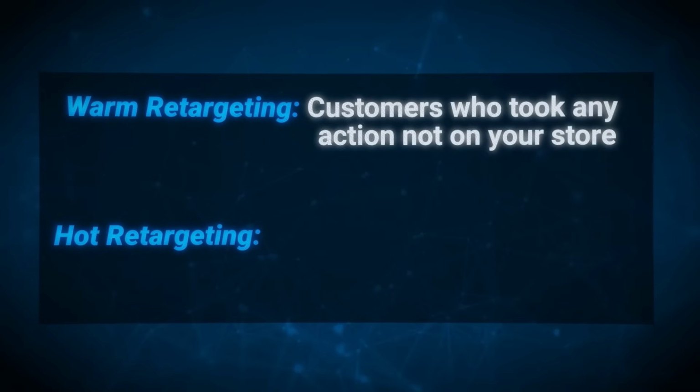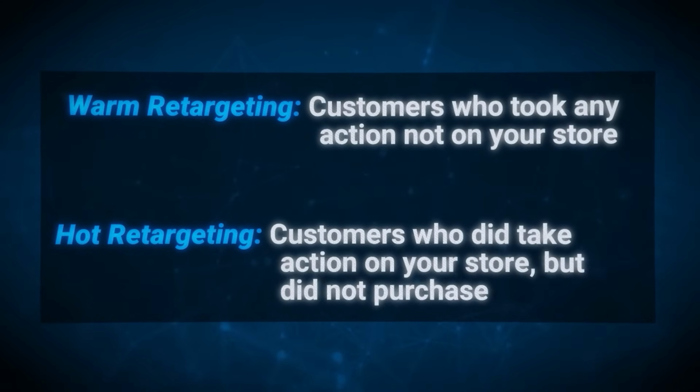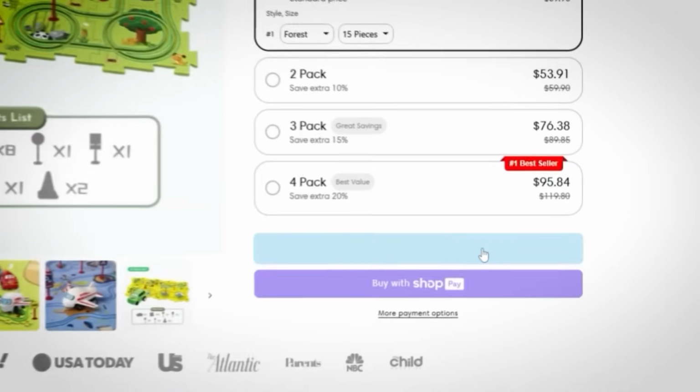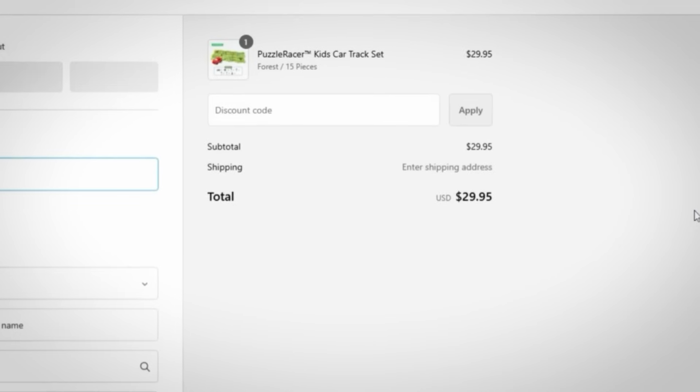Now, hot retargeting, this is gonna focus on customers who did take an action on your store, but ultimately did not purchase. So those custom audiences that you're gonna make are people who visited your website, who added the product to cart, who initiated checkout, but did not do that final action that we're looking for, which is purchasing. In the same way we do 7 to 10 days for that time frame of retargeting with warm retargeting, it's gonna be the same for hot.